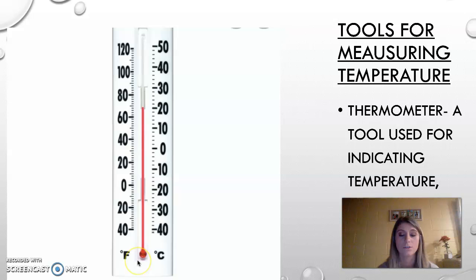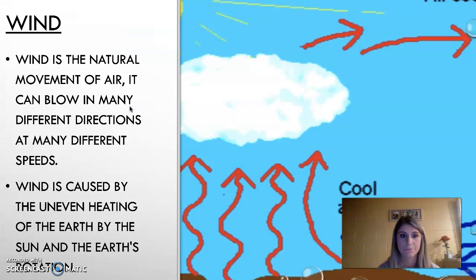And you can just set this thermometer out, and the red will go up to the temperature it is. This thermometer is reading about 65 degrees Fahrenheit. So a thermometer is what we use to measure temperature.